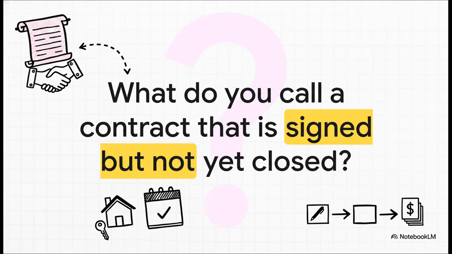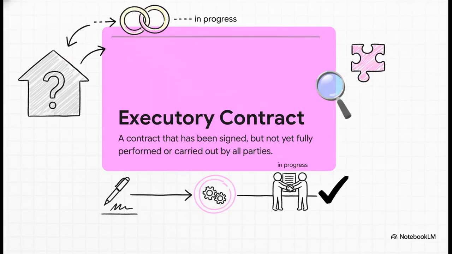So what do we call a contract that's in that middle ground? After everyone has signed on the dotted line, but before everything is totally finished at closing. That's what we call an executory contract. The promises have been made, everybody's agreed, but the promises haven't been fully carried out yet. The easiest way to think of it is just a contract that's in progress. Once it's all said and done, then it becomes an executed contract.